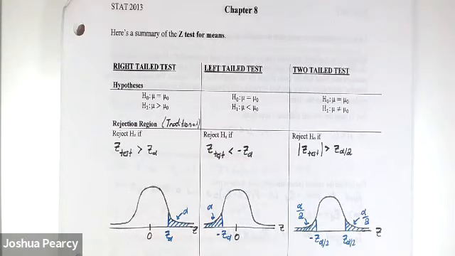On your homework, it will say, find the test value. What that just means is find the z-test or t-test value, depending on whether you know sigma or not.